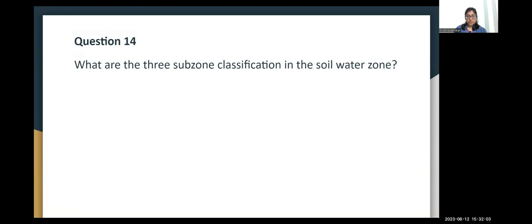Topsoil zone, root water zone. Okay, let's see what the answer is.